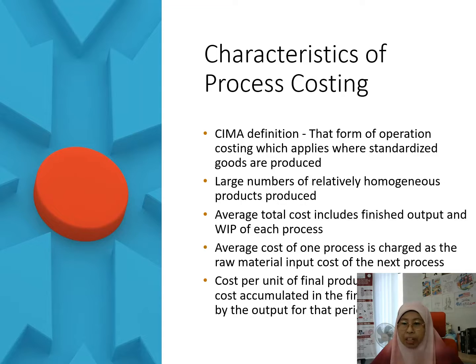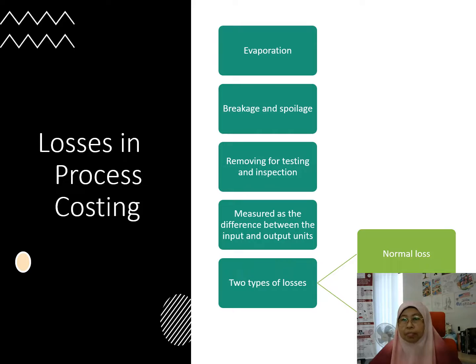Based on that number of products produced, the average total cost will be computed, including the finished output and work in progress for each process. Then this average cost of one process is charged as the raw material input cost of the next process. The cost per unit of the final product will be the total cost accumulated in the final process divided by the output of the period.